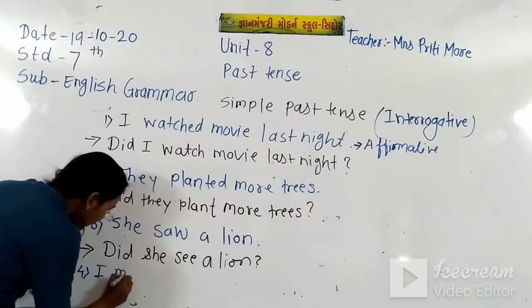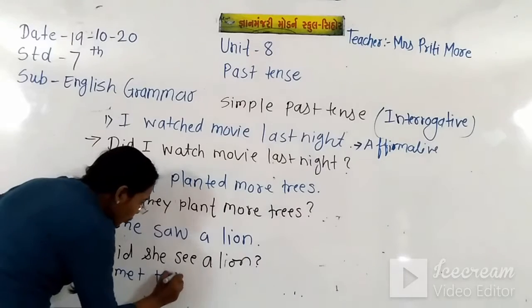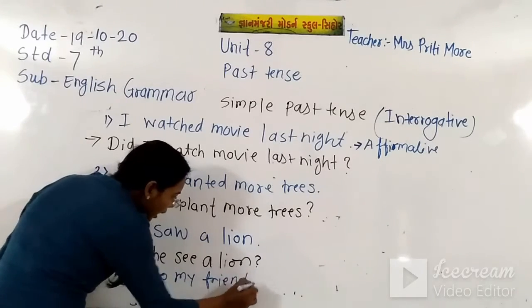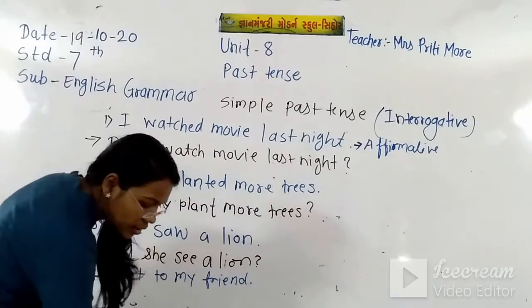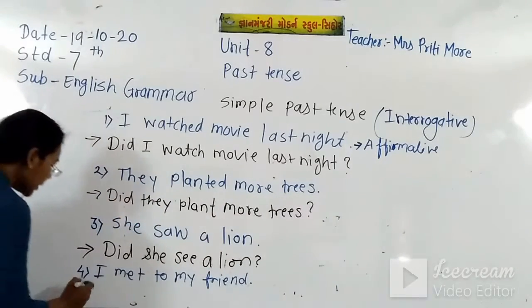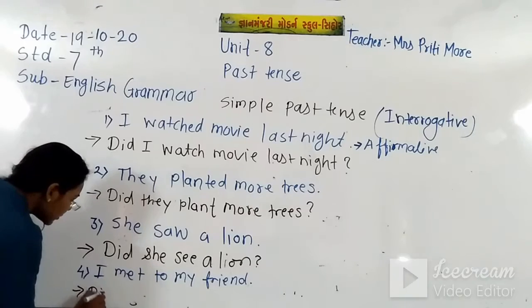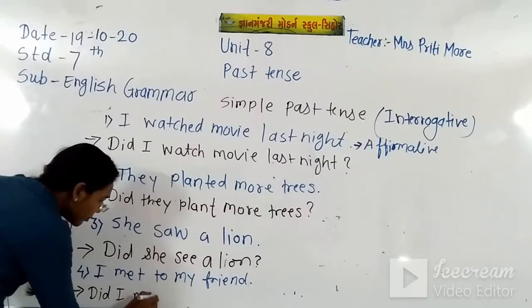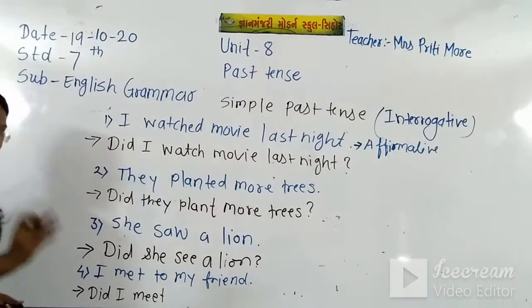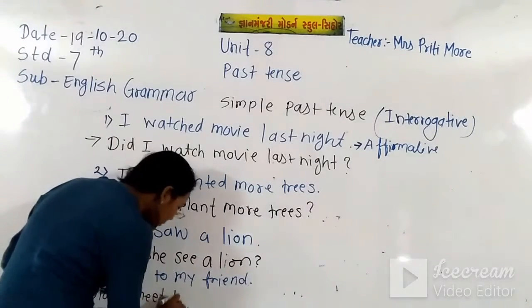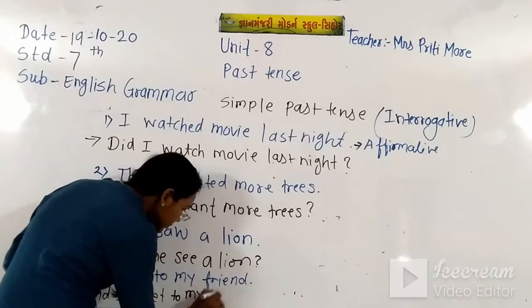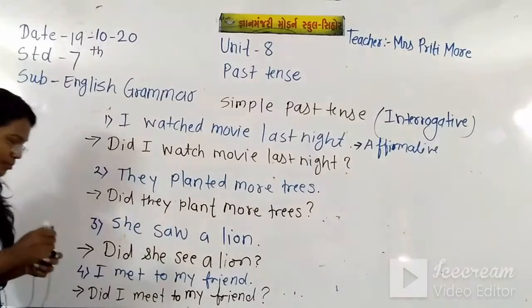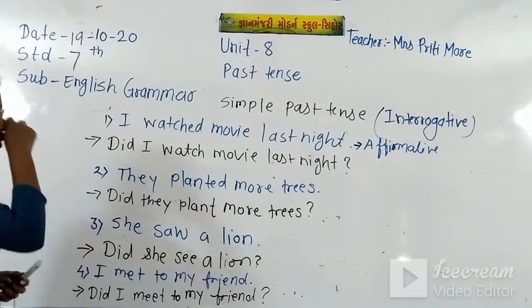Now again the fourth example I take. I met my friend. I met my friend. So let's make the interrogative. Did I meet? Met becomes meet. Did I meet my friend? And the question mark.